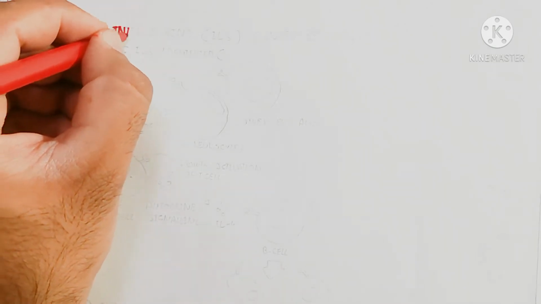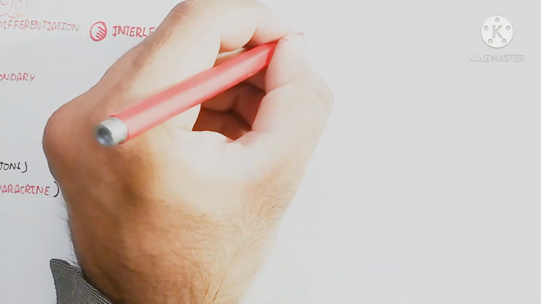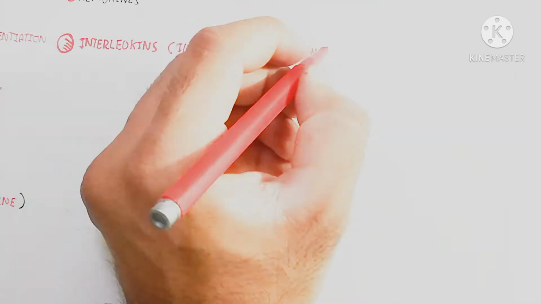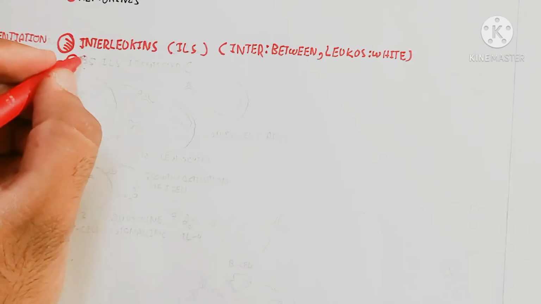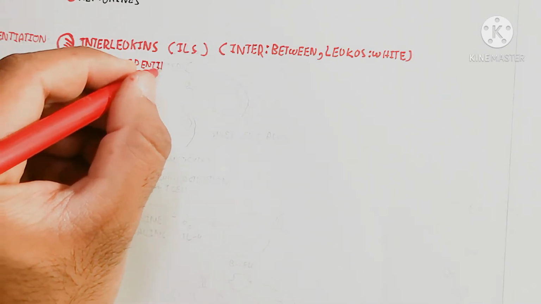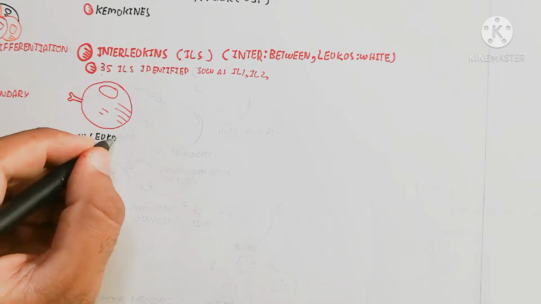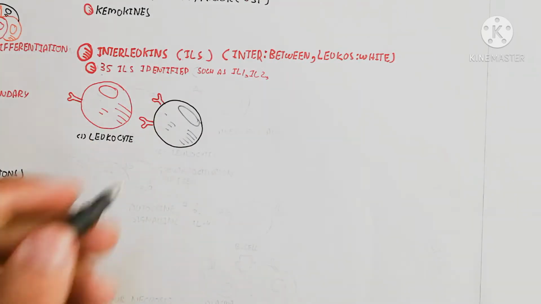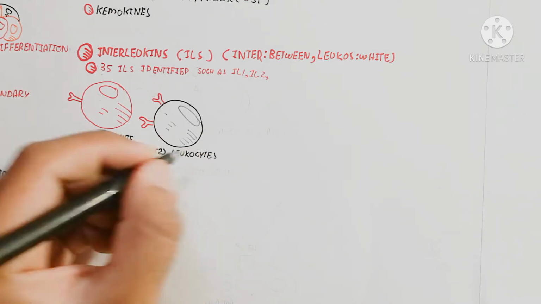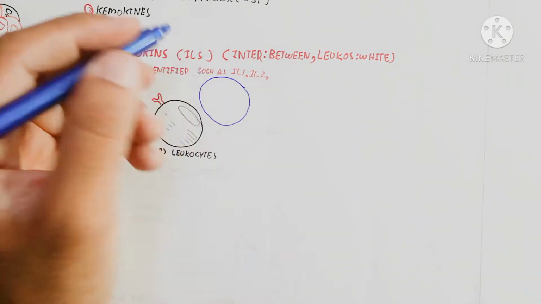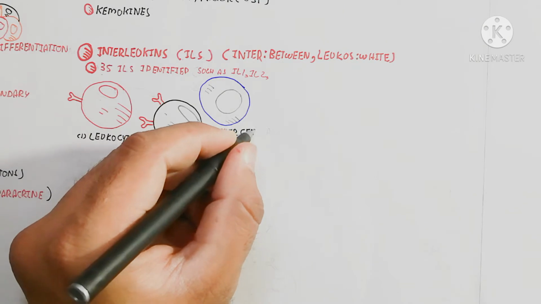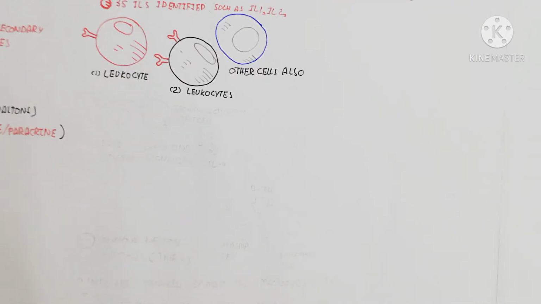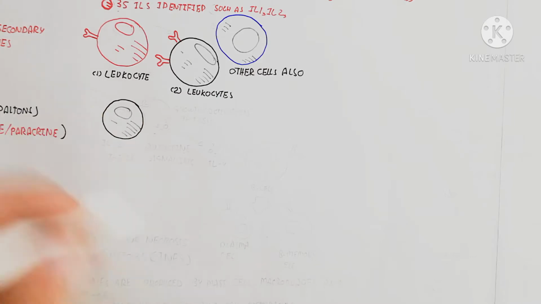First let's talk about the interleukins, ILs. Inter means between and leukos means white. About 35 interleukins are identified, such as interleukin 1, interleukin 2. For example, here I am drawing a leukocyte that produces the interleukin, and this interleukin binds to another leukocyte, for example a white blood cell. Leuko means white, cyte means cell, and they bind and ultimately proliferate or activate the other cell.